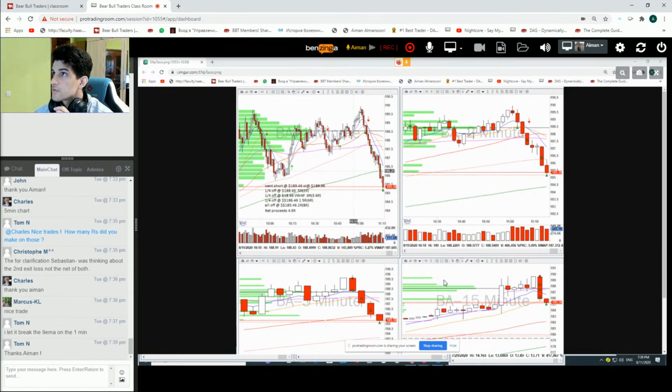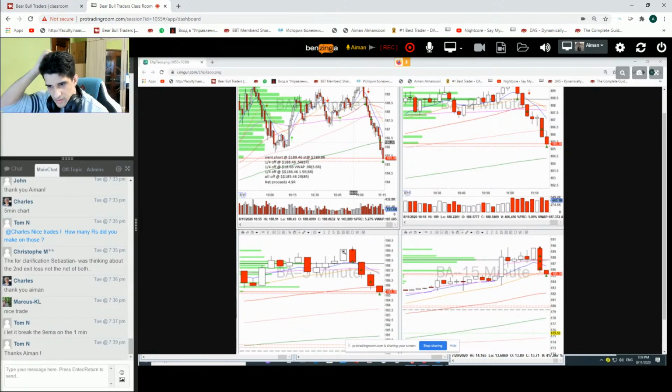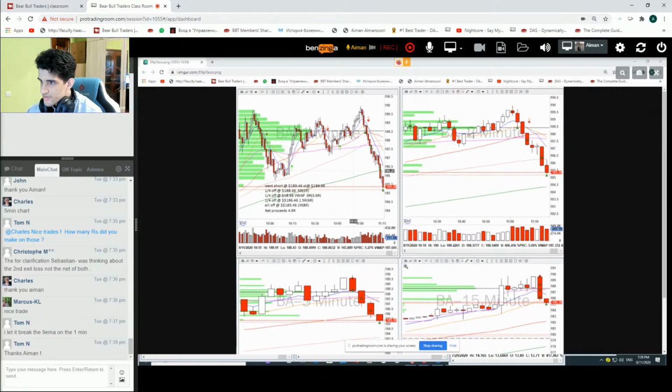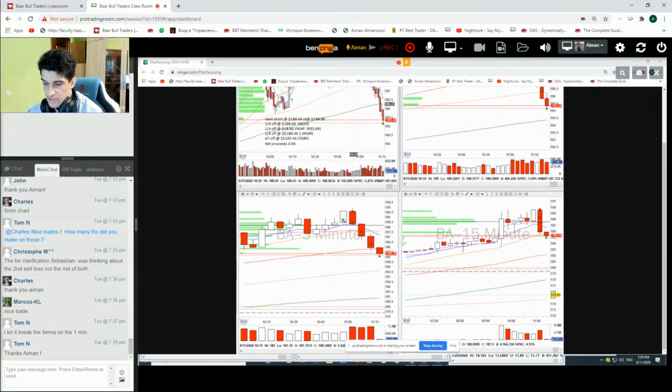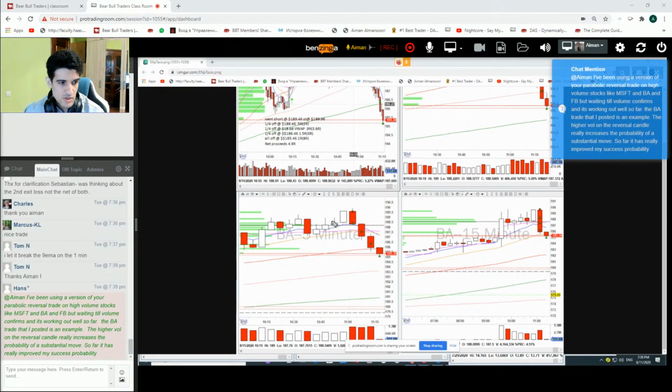So Hans, let's see what you did there. Hans traded BA. And I guess this is also a parabolic reversal. Looking at the 5 minute chart, we're having 1, 2, 3, 4 consecutive candles. For me, I don't like it so much for a parabolic reversal because look at this.